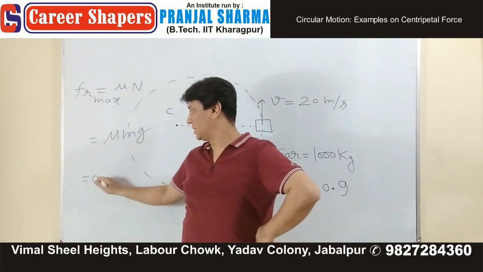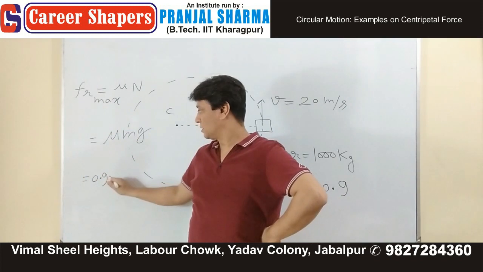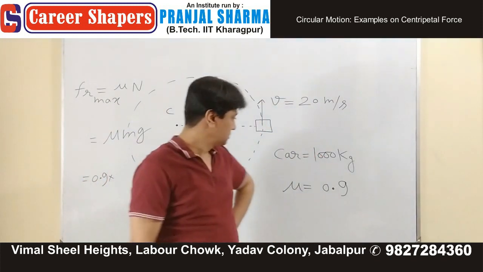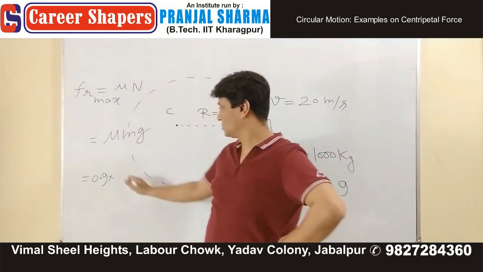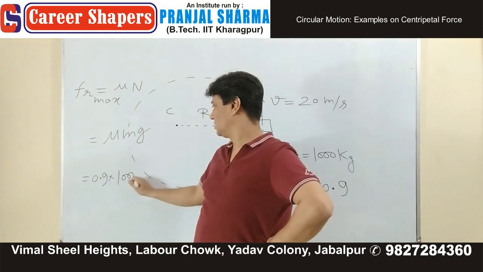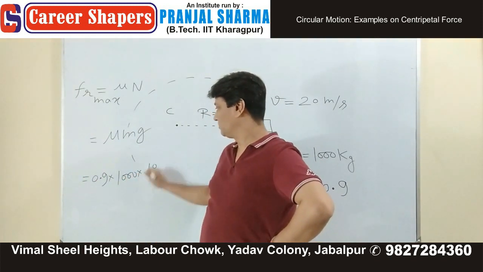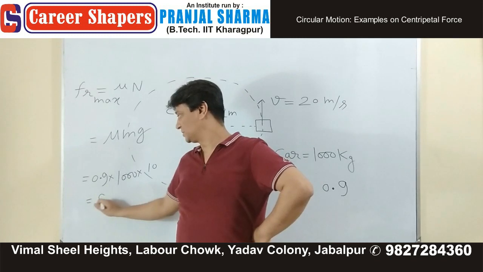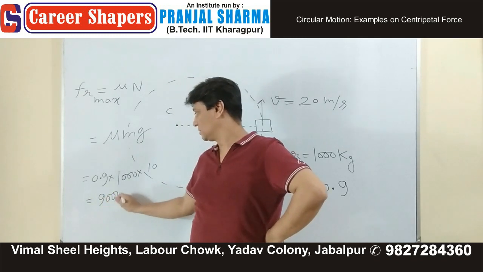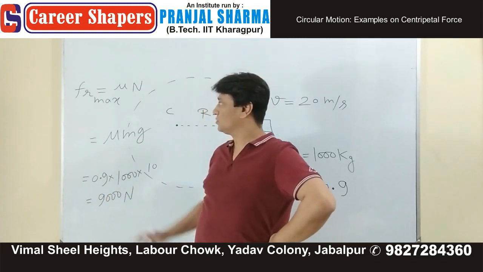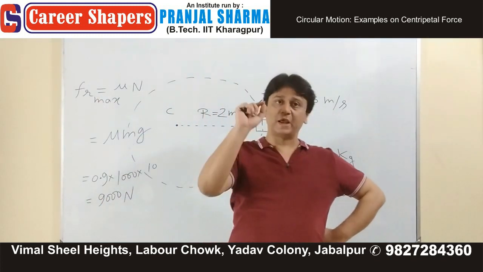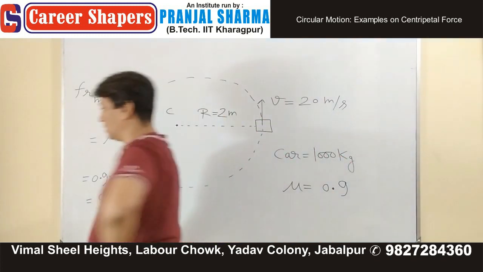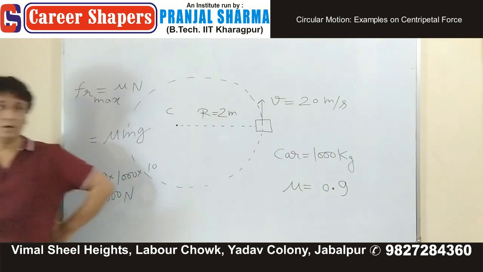Mu is 0.9, m is 1000, and g is 10, which gives us 9000. So the maximum friction you can get is what? 9000.